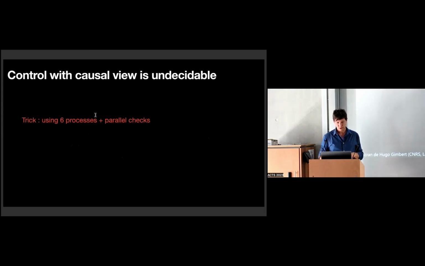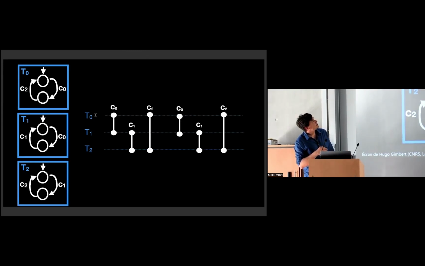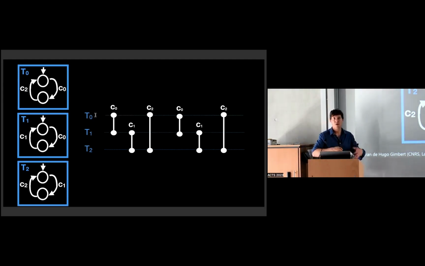Now I will end the talk by trying to show you why control with causal view is undecidable, using 6 processes. One of the basic ingredients is those 3 processes here, T0, T1, T2, that always interact in the same way. First, T0 and T1 connect. Then T1 and T2 connect. Then T0 and T2 connect. And again, we start again: T0 and T1 connect, T1 and T2 connect, T0 and T2 connect, and so on. It's not always the same action, but it's always the same communication pattern.